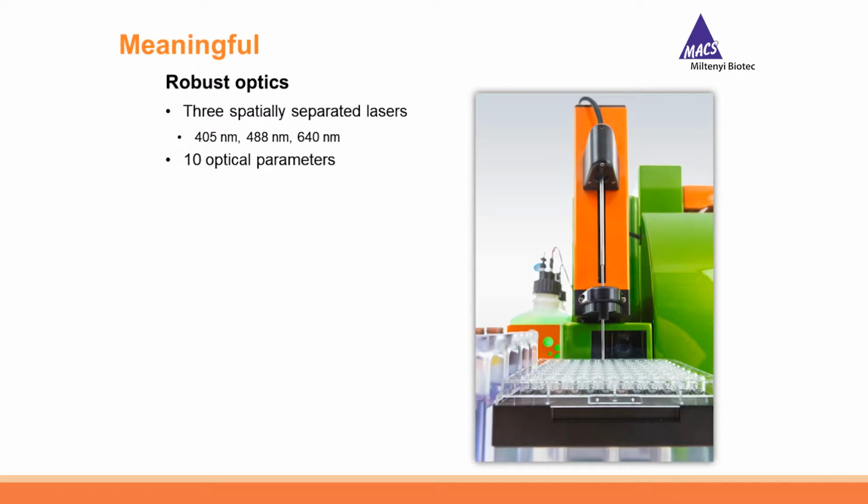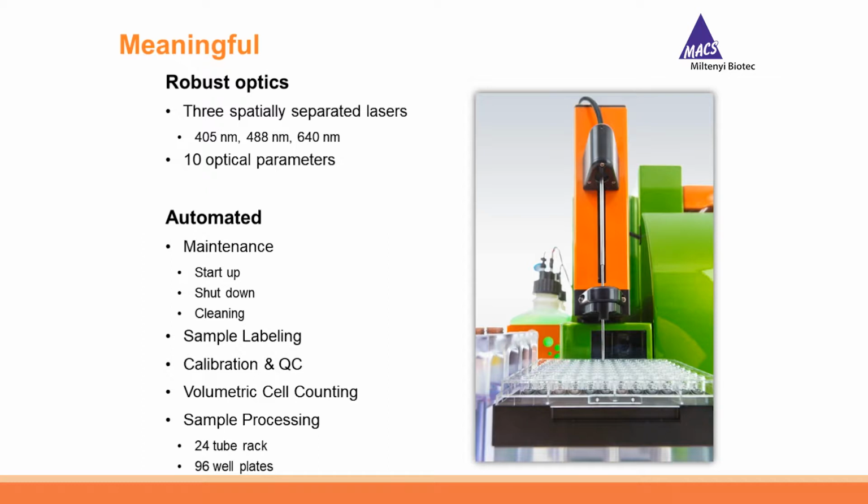The equipped violet, blue, and red lasers are spatially separated and build the center of a very robust optical system. From startup to shutdown, the MACSQuant Analyzer 10 brings a broad offer of automated applications such as hands-free calibration, sample labeling, and compensation. Also very powerful is the volumetric cell count, which does not require any beads. This and more makes the MACSQuant 10 analyzer a very reliable and simple partner.